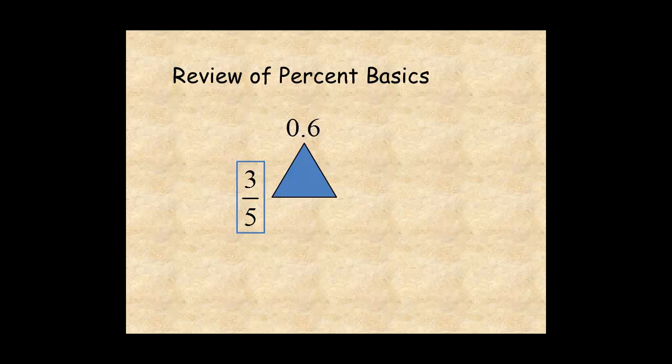Next, from the decimal 0.6, rewrite it as 6 over 10, or 60 over 100. Drop the denominator and add the percent symbol, and you have 60%. So 3 over 5 is also equivalent to 60%.